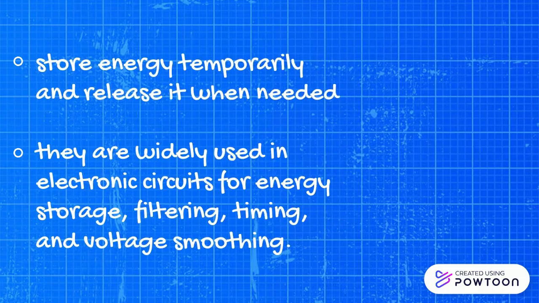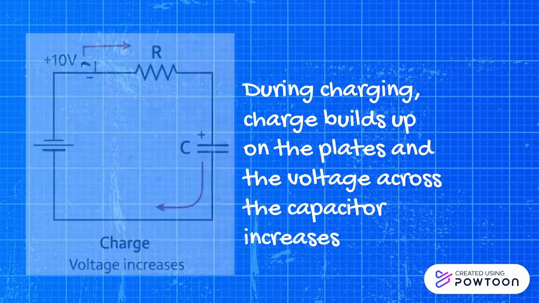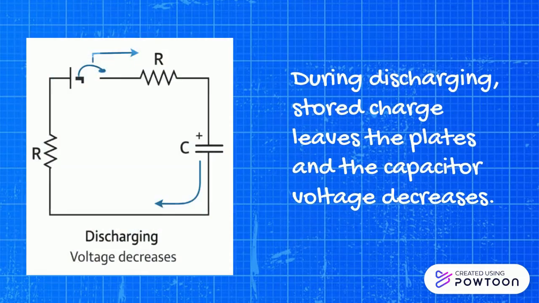Capacitors store energy temporarily and release it when needed. Because of this property, they are widely used in electronic circuits for energy storage, filtering, timing, and voltage smoothing. Capacitors can charge and discharge. During charging, charge builds up on the plates, and the voltage across the capacitor increases. During discharging, stored charge leaves the plates, and the capacitor voltage decreases.